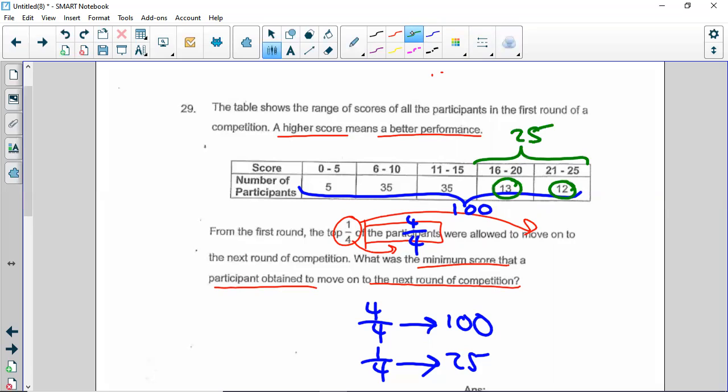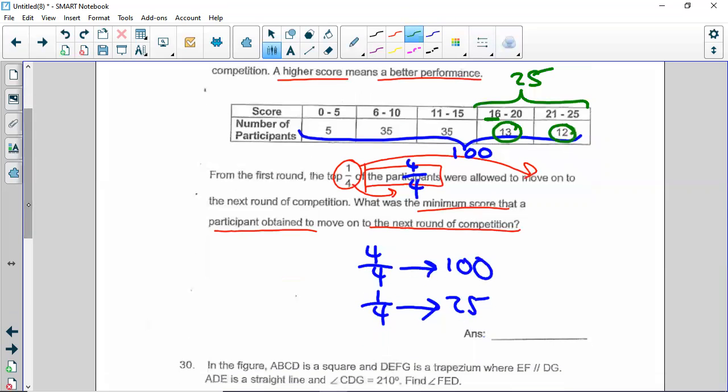So what's the minimum score to get to the next round? Look at 16 to 20. So the lowest score must be 16 marks. So the minimum score is 16. All right, got it? Okay, question 30, the last question.